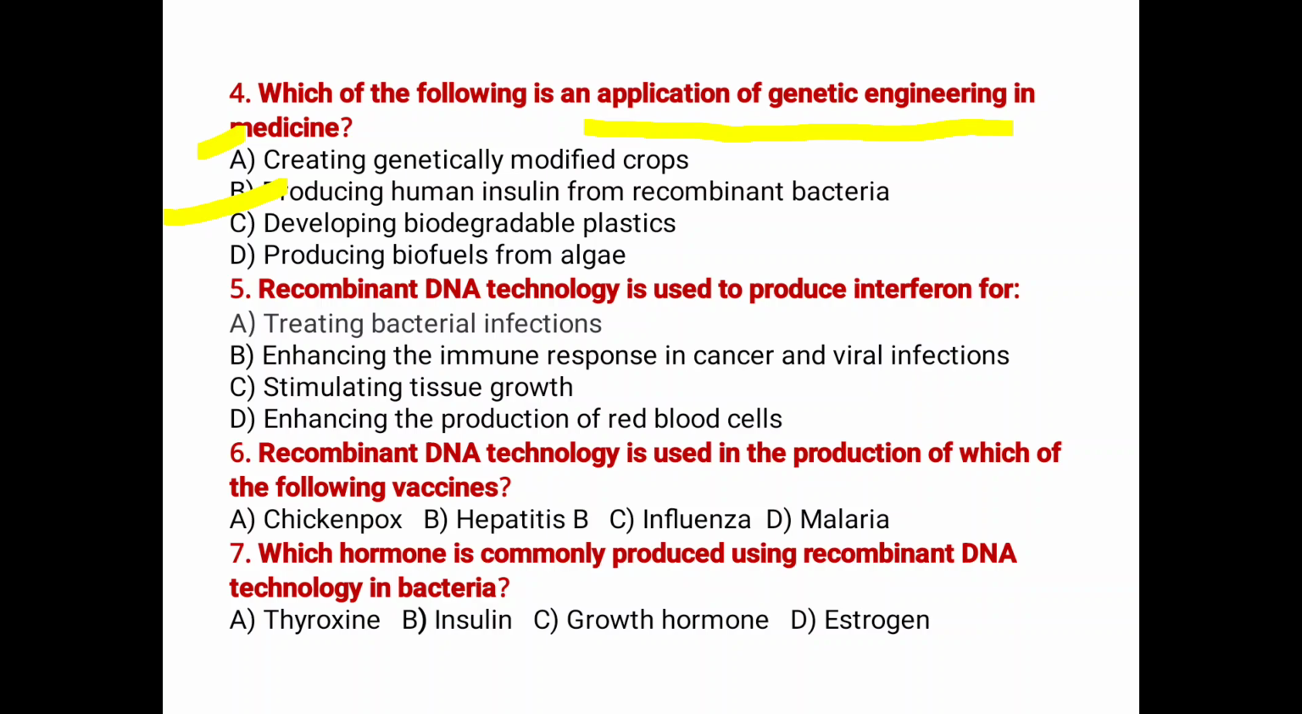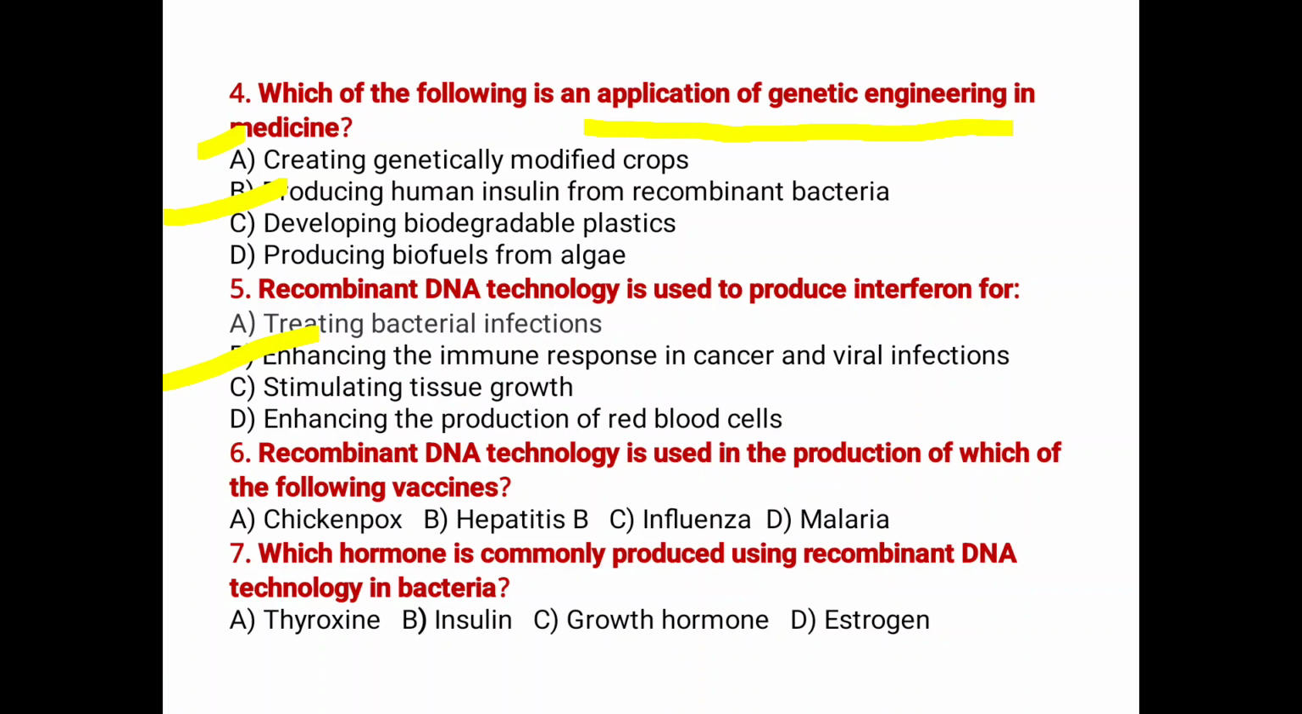Next, recombinant DNA technology is used to produce interferon for: So interferon is a protein, and it is antiviral. Option A, treating bacterial infections. Option B, enhancing the immune response in cancer and viral infection. C, stimulating tissue growth. And D, enhancing the production of red blood cells. So option B is the correct answer. Enhancing the immune response in cancer and viral infection. Interferon is a protein. It prevents viral infection, an antiviral substance.